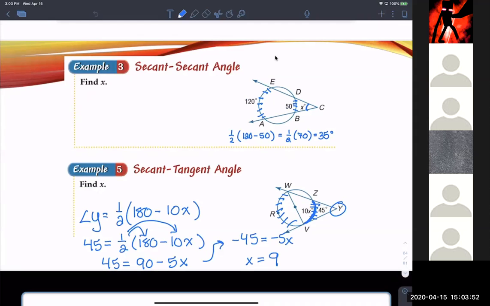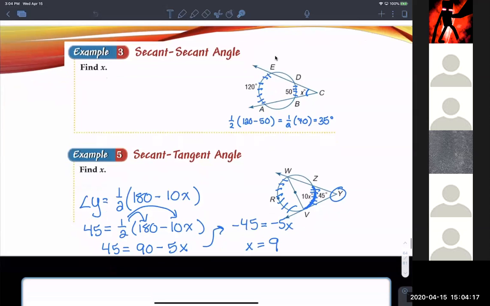So let me walk through these problems one more time. So in order to find this angle right here, angle x, it's the 1/2 times the difference of the big one minus the small one. Big one's 120, small one is 50. So 120 minus 50 is 70. And 1/2 times that gives me this angle, which is 35.